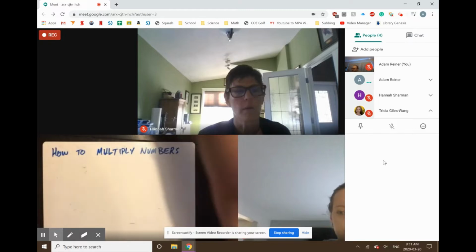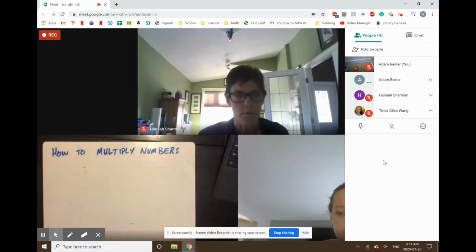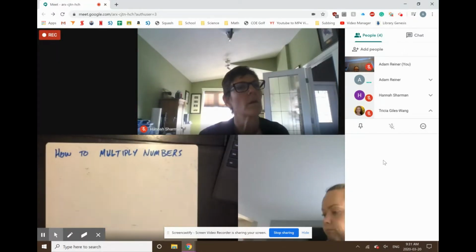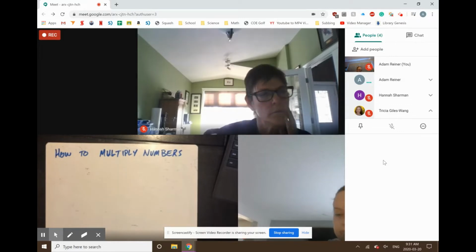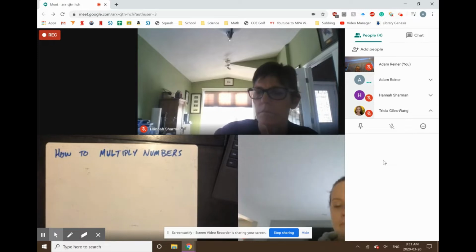So you're seeing a little bit about what the classroom looks like from a student perspective, as well as the one main window, the how to multiply numbers screen with my whiteboard there. That's where the lesson itself is taking place.